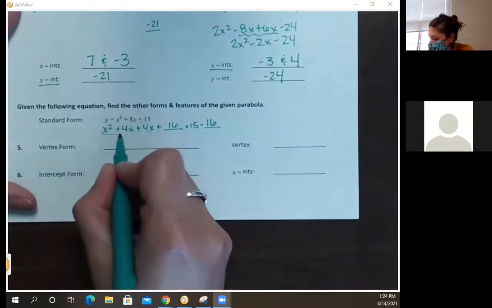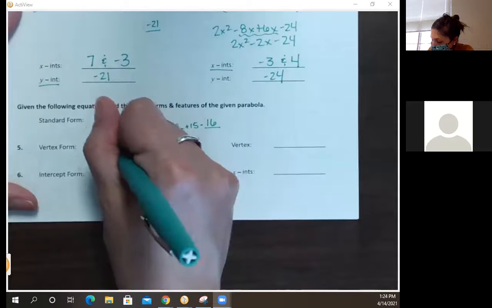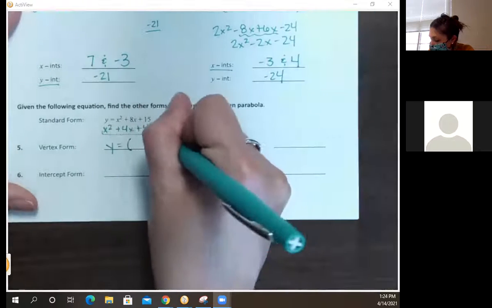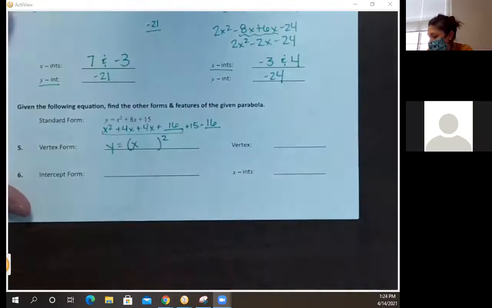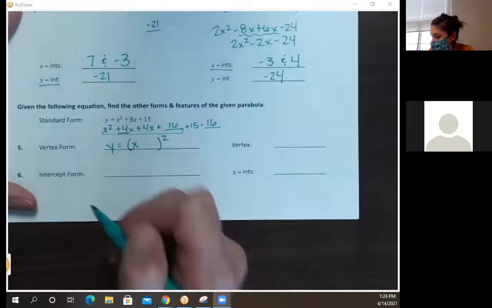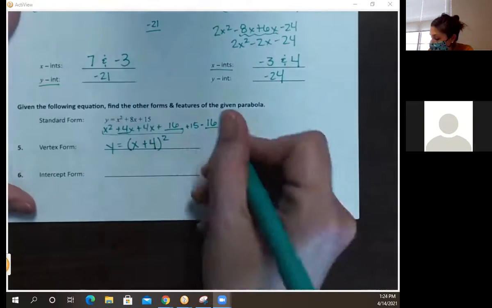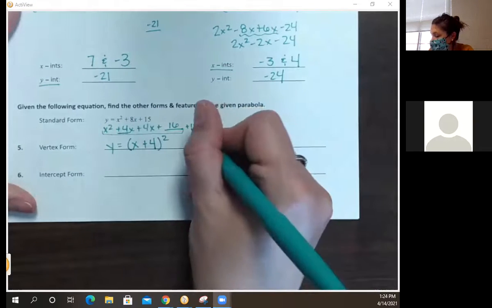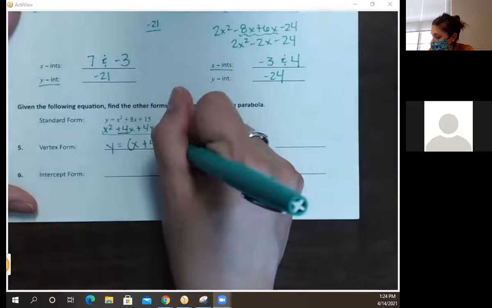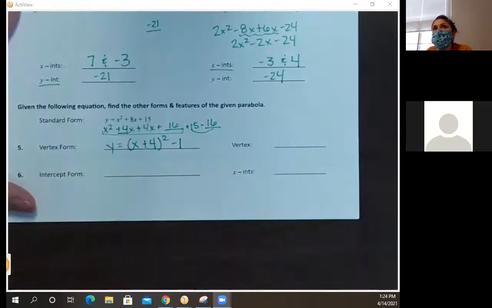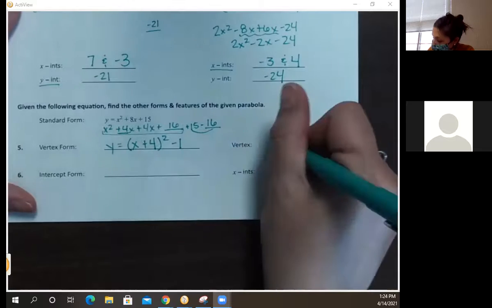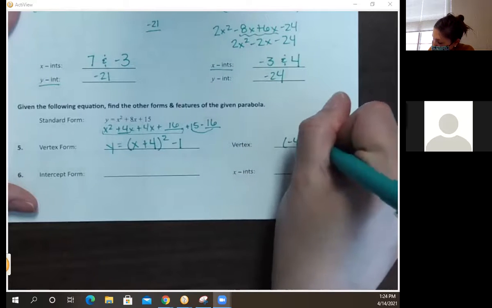And now this part here gives me the x part of vertex form. So it's going to be that cut in half number again. So x plus 4 squared. And then we combine like terms at the end. 15 minus 16 would be negative 1. So what's our vertex for this thing? Negative 4, comma, negative 1. Perfect.